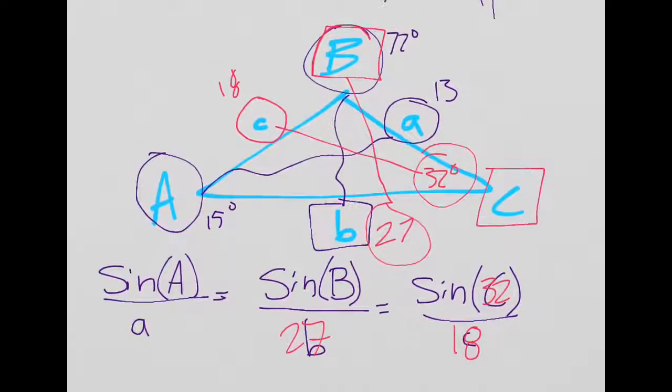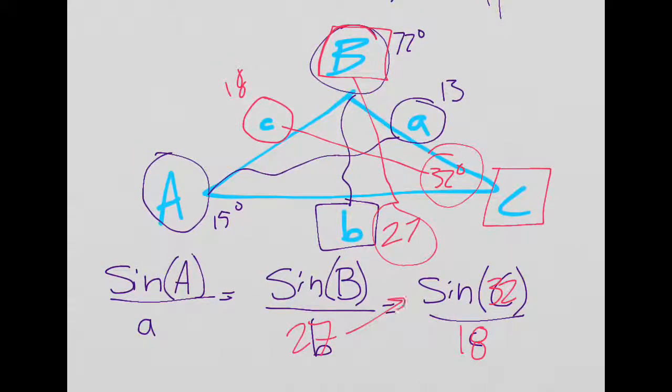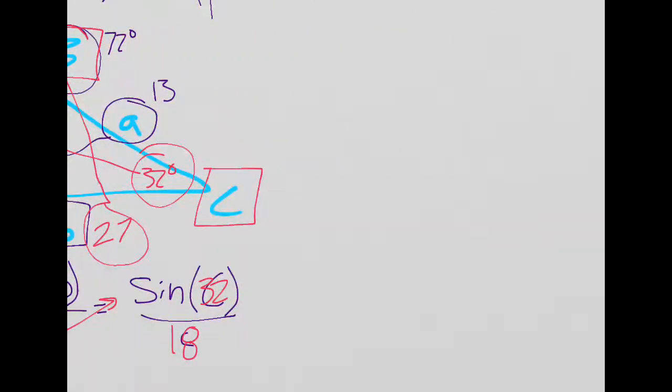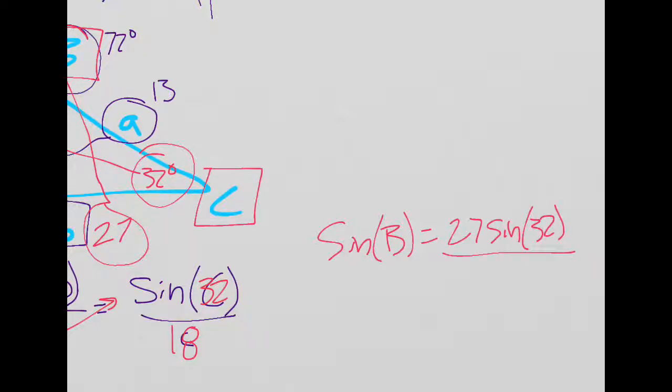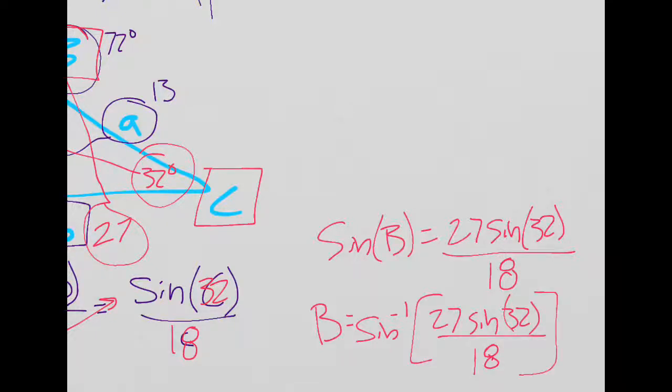So in this instance, again, I would multiply that 27 up, but now I would have this expression, sine of B equals 27 times the sine of 32, all divided by 18. Well, I want angle B, not the sine of angle B. If I have the sine of angle B, how do I get angle B? Well, sine inverse. So angle B is going to equal the inverse sine of that entire expression, 27 times the sine of 32 divided by 18, all inside the inverse sine function like that. Let's look at two problems.